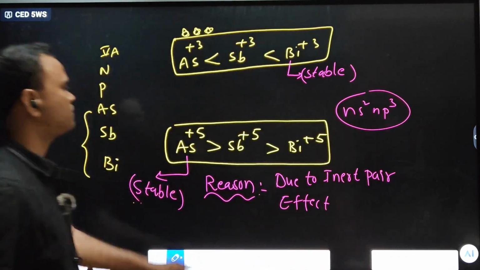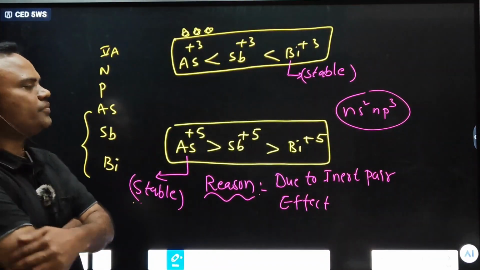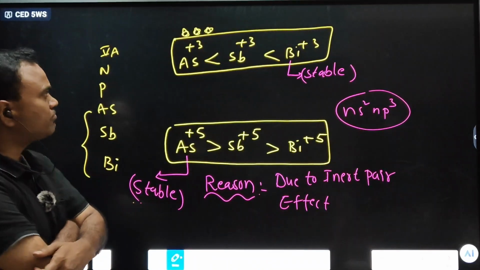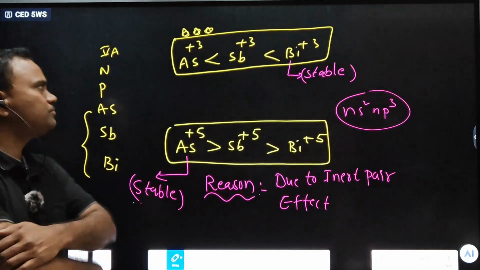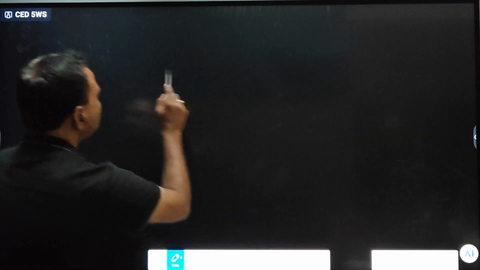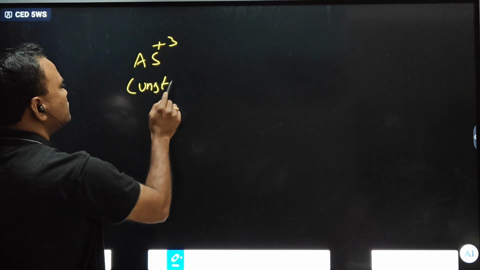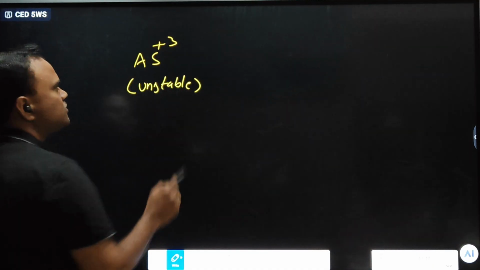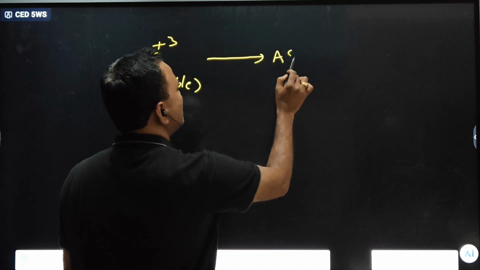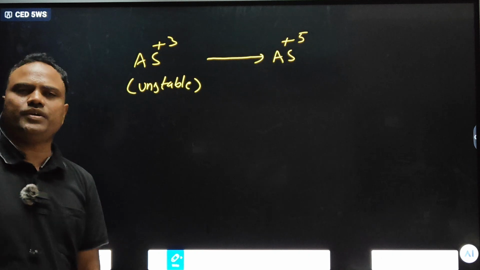Once look at this. Coming to arsenic. For arsenic, which is the stable form? Plus 5 is the stable form. Plus 3 is unstable. For arsenic, plus 3 is unstable. So plus 3 will try to convert to plus 5.